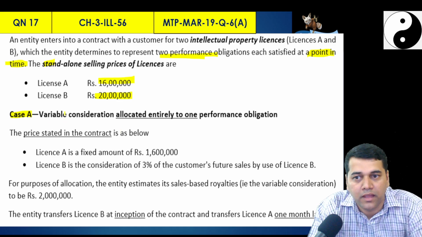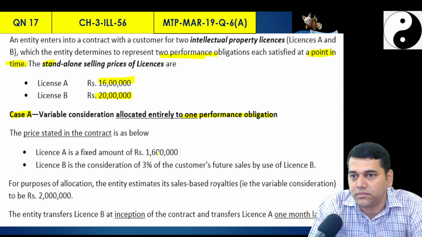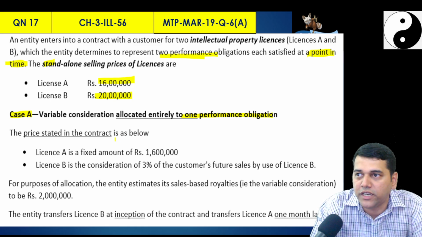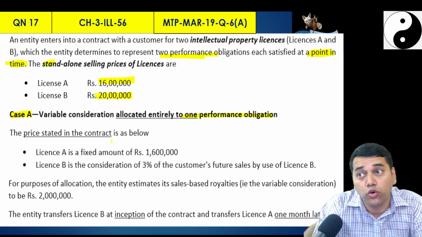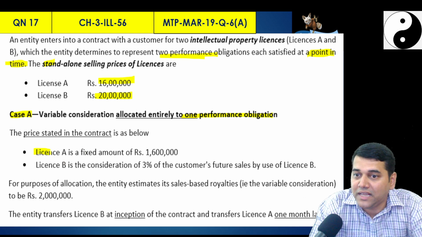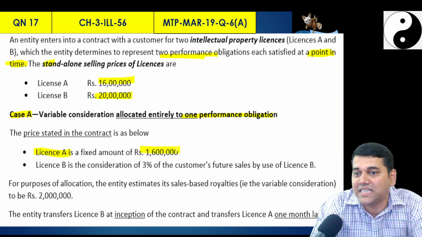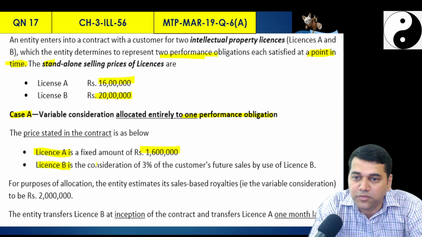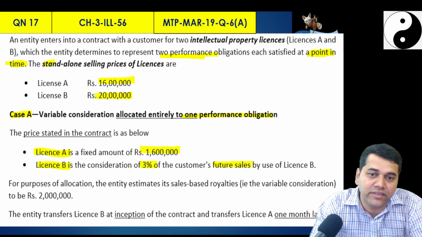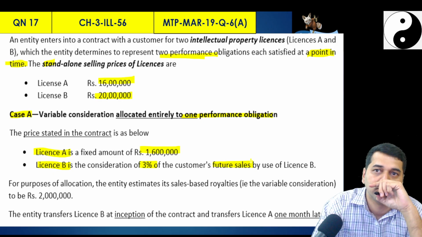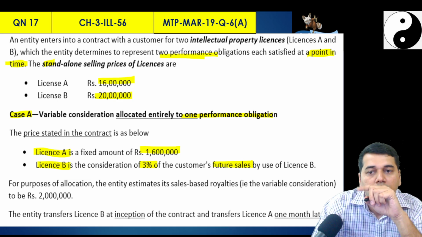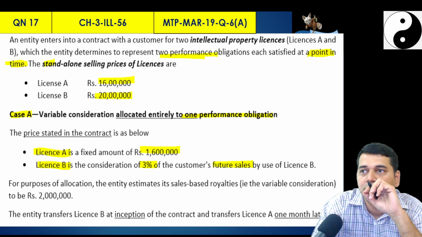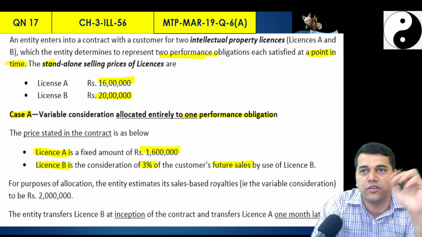Case A, the variable consideration entirely to one performance obligation. The price stated in the contract is as below. So you entered into a contract where you told the theater owner, look, license A, you have to give me 16 lakhs. License B, you have to give me 3% of the sale. Now, what is the transaction price? 16 lakhs plus 3% of the sale.